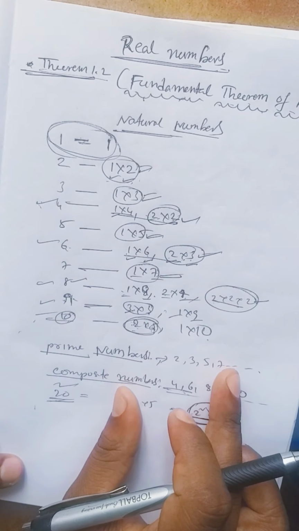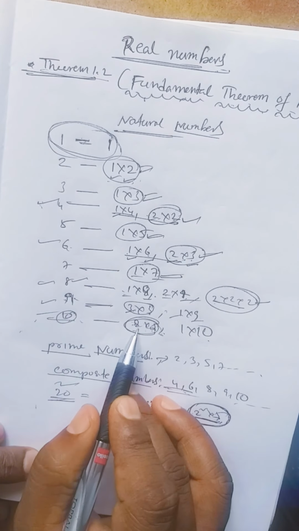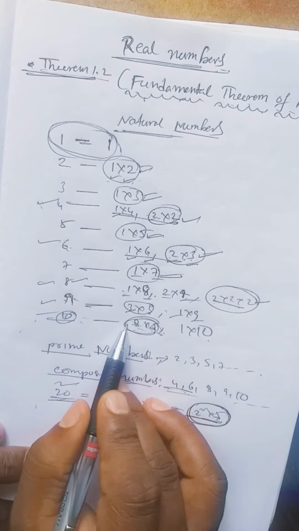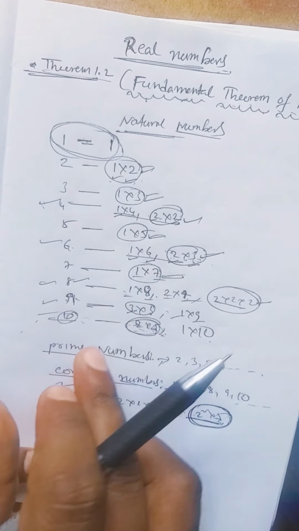factorization is unique. So every number has a different kind of factorization. We can even consider its order: even if we change the order, there is no problem at all. So 2 into 5 or 5 into 2, no problem. Here 2 into 3 or 3 into 2, no problem. But the numbers present in this factorization are present only for that particular number, and for no other number is there such a factorization.